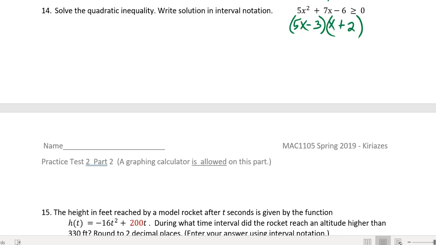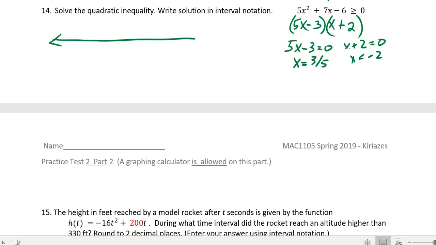And I factored my quadratic, and I got 5x minus 3 times the quantity x plus 2. So I can find my zeros by setting each of those equal to 0. And I'll get x is equal to 3/5 and x is equal to -2. If I had used the quadratic formula, I would have gotten the same answers. So I draw myself a number line, and I put in my 2 zeros.